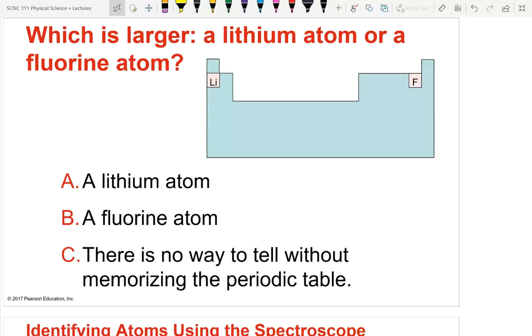Looking at our periodic table, I have highlighted here where lithium and fluorine are, and the question is, which is larger, a lithium atom or a fluorine atom?